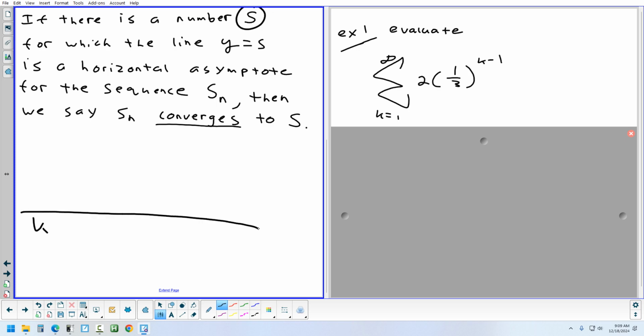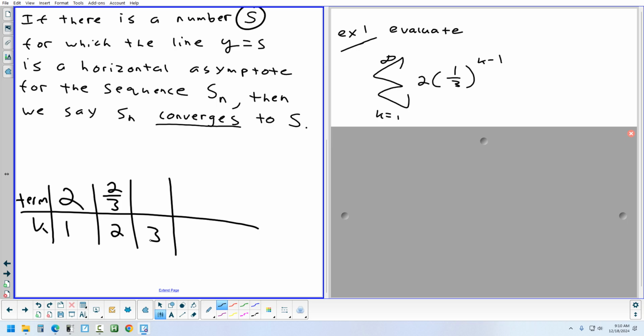So this will be the k value and the term. When we plug in 1 for k, what's 1 minus 1? 0. 1/3 to the 0 power? 1. 1 times 2, 2. So the first term in that sequence is a 2. Let's get the second term. So now plug in a 2 for k. What's 2 minus 1? 1. What's 1/3 to the first power? 1/3. And what's 1/3 times 2? 2/3.